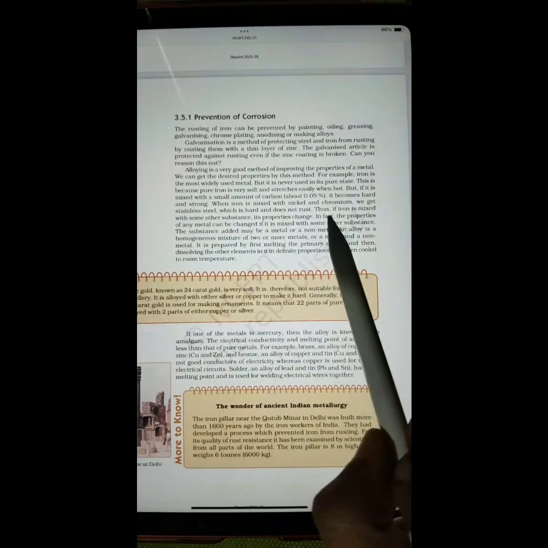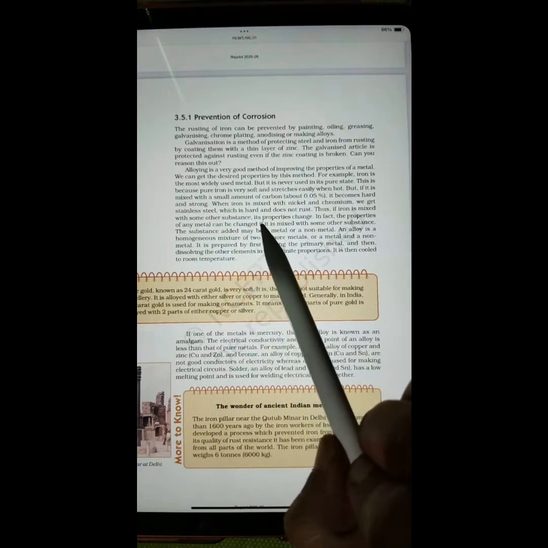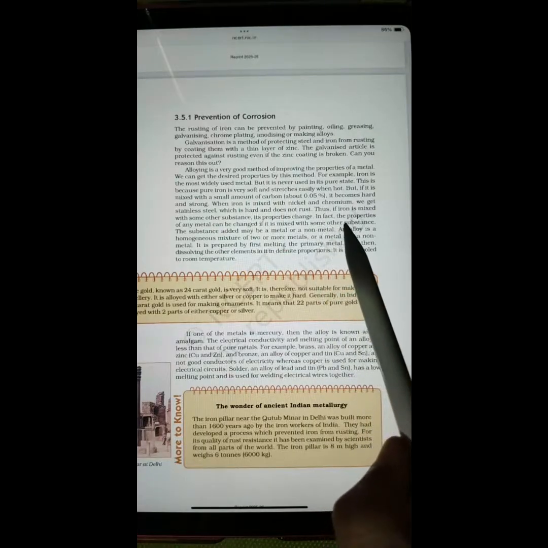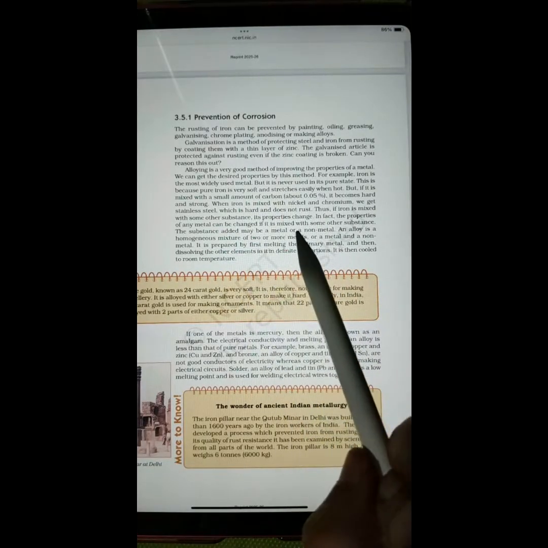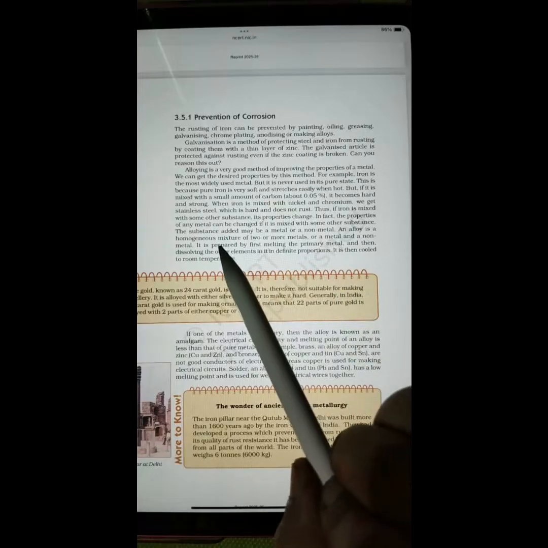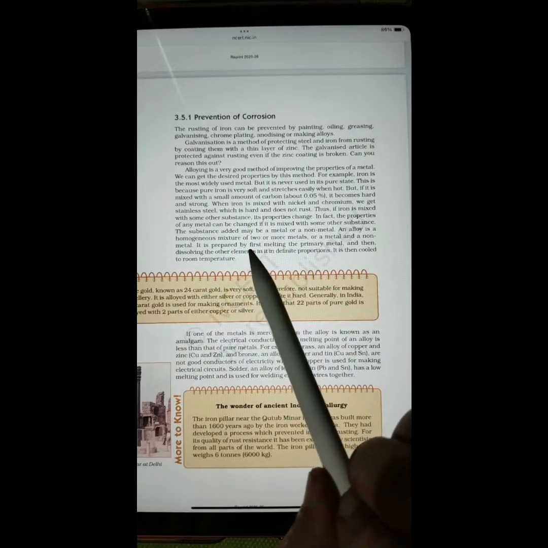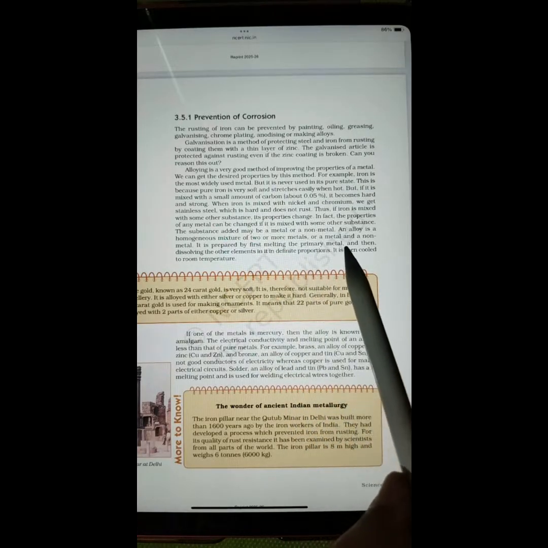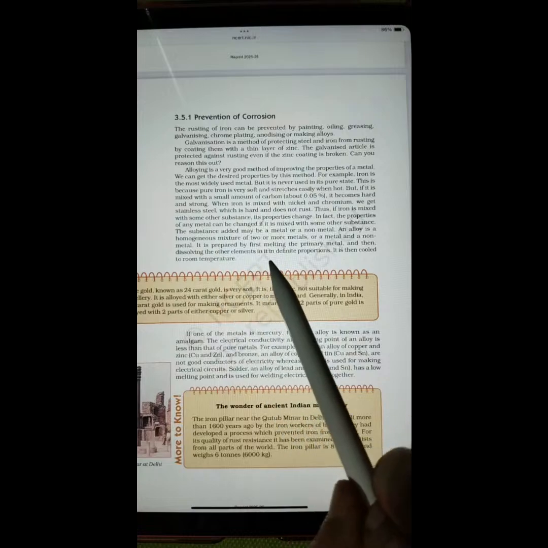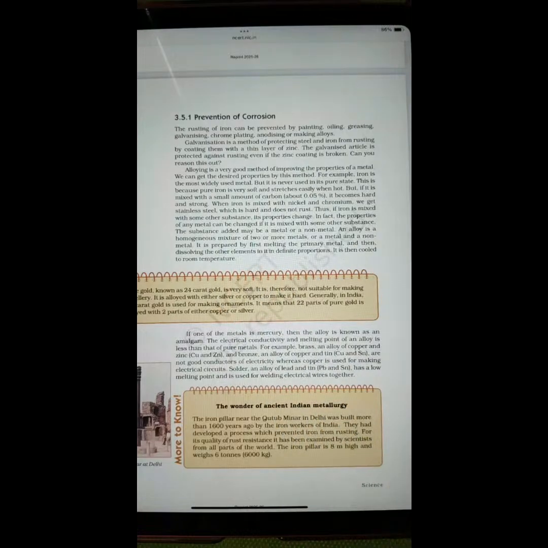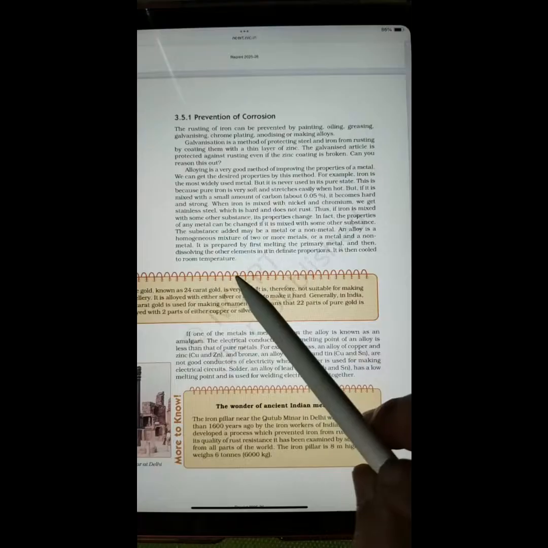When iron is mixed with nickel and chromium, we get stainless steel, which is hard and does not rust. Thus, if iron is mixed with some other substance, its properties change. In fact, the properties of any metal can be changed if it is mixed with some other substance. The substance added may be a metal or a non-metal. An alloy is a homogeneous mixture of two or more metals, or a metal and a non-metal. It is prepared by first melting the primary metal and then dissolving the other elements in it in definite proportions. It is then cooled to room temperature.